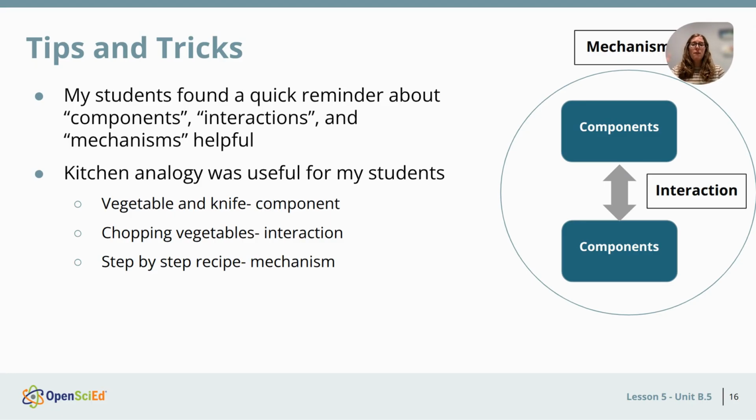So I'm like, all right, vegetable and knife. And then what is an interaction between those? Chopping vegetables. I use the knife to chop the vegetable. That's my interaction between these two components. And then the mechanism is the step-by-step recipe. Why is this occurring? Why am I chopping these vegetables? I've got another little graphic there on the side that I've put up on whiteboards in the past for my students as well.